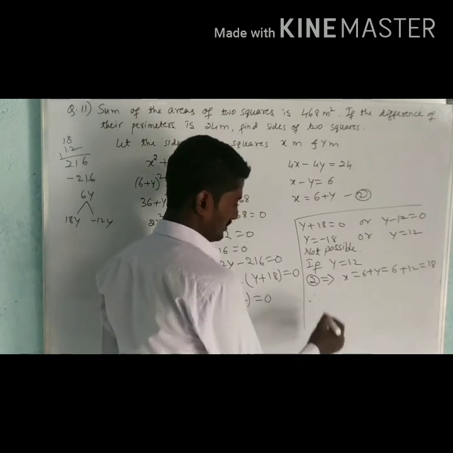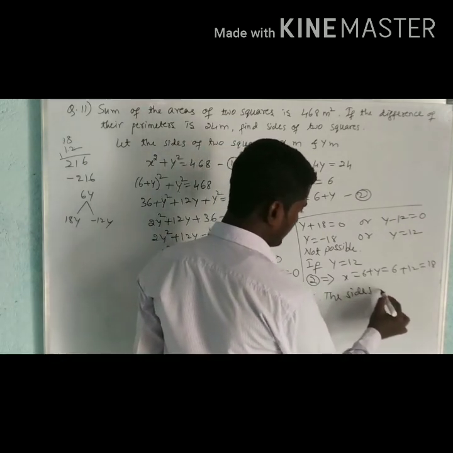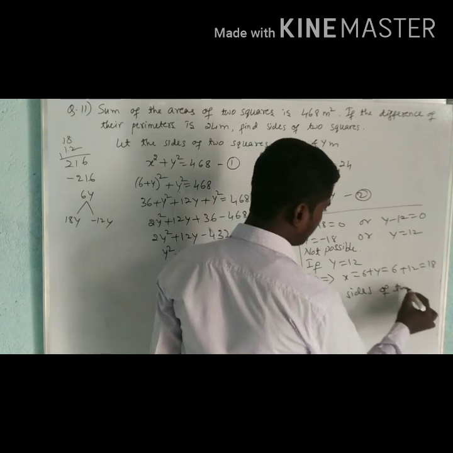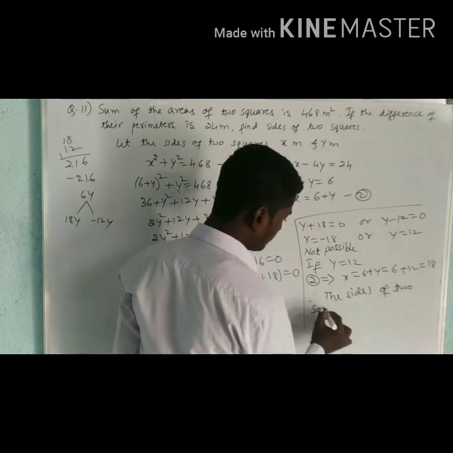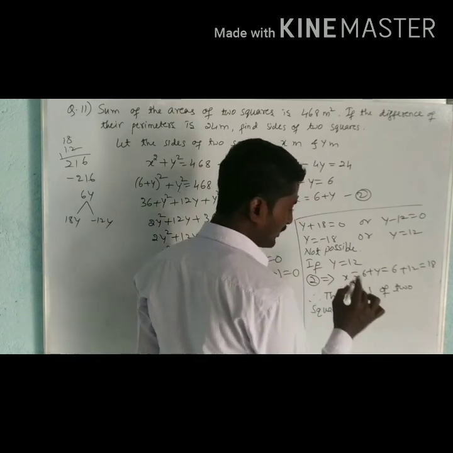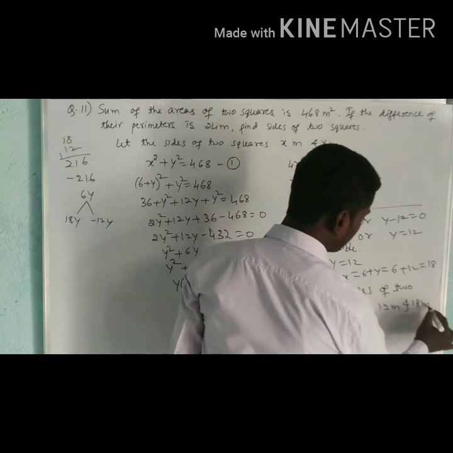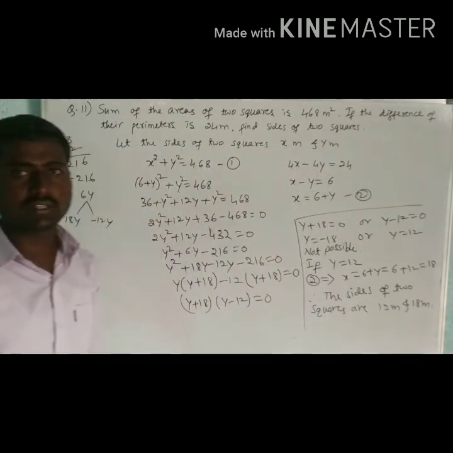Therefore, the sides of the two squares are, and the unit you should write, 12 meter and 18 meter. Okay, this is how we can calculate it.